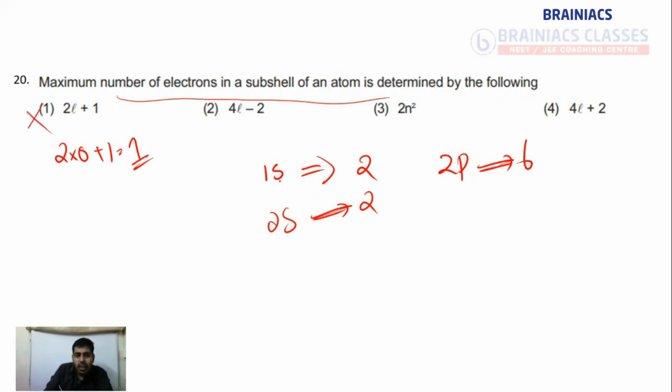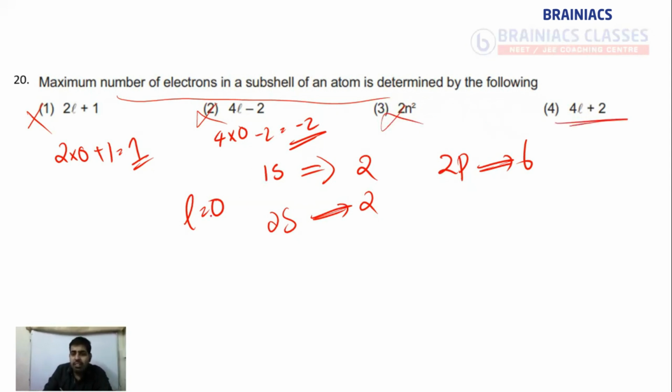Next, 4l minus 2. For us l value is equal to 0, so substitute the value: 4 into 0 minus 2, which is equal to minus 2. Number of electrons minus 2 is not possible, so this is not the answer. 2n square is not the right answer. You know that for a subshell, you cannot use this equation. And last one, 4l plus 2.